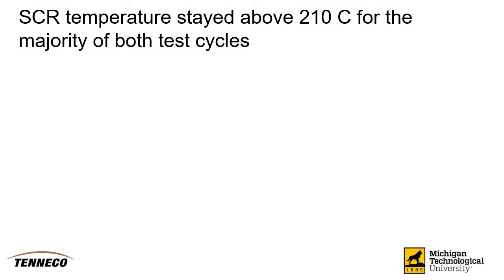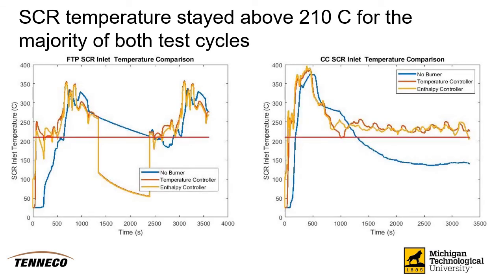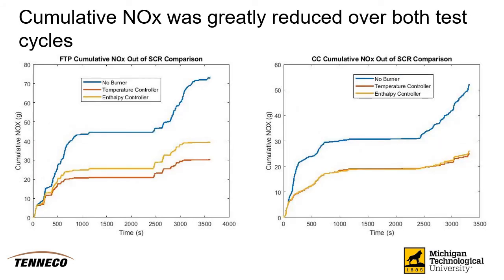2 separate test cycles were run for both controllers, the Federal Test Procedure, or FTP, and the Cruise Creep, or CC, cycle. The SCR temperature stayed above 210 degrees Celsius for the majority of the duration of both tests. Cumulative NOx emissions over the FTP cycle were reduced by 49.6% with the enthalpy controller and 64.5% with the temperature controller.